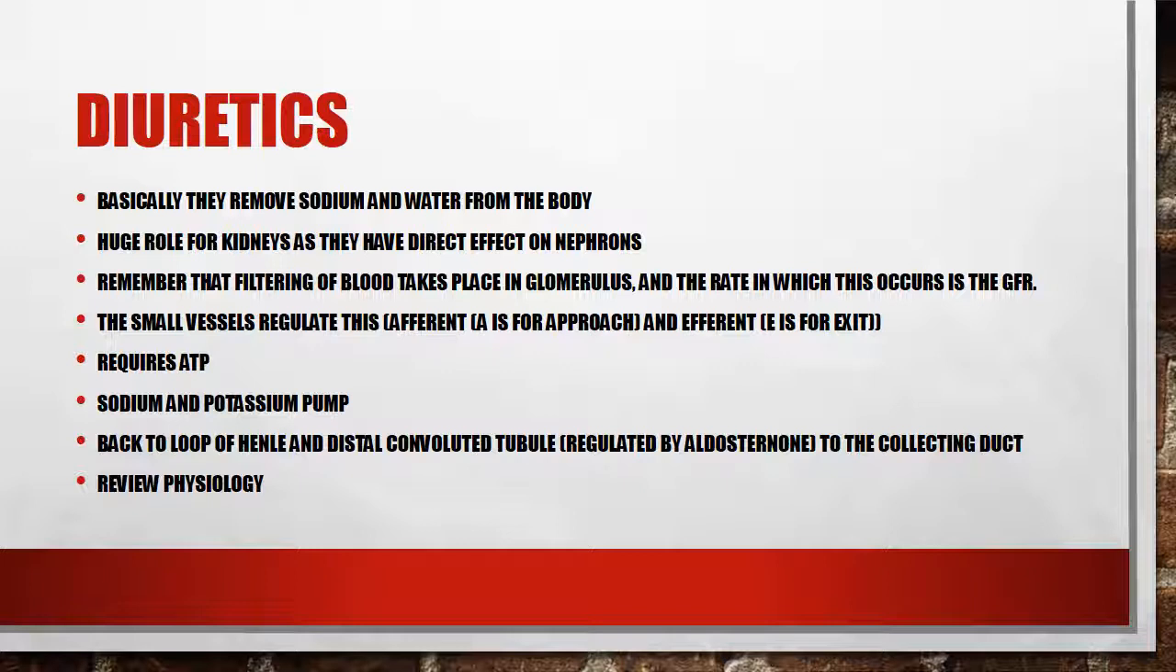Diuretics basically remove sodium and water from the body. The huge role is for the kidneys. They have a direct effect on nephrons, remembering that they filter the blood from the glomerulus at a rate known as the GFR, the filtration rate. Small vessels regulate the afferent. A is for approach and E is for exit. This requires energy, ATP, the sodium and potassium pump, to go back to the loop of Henle and distal convoluted tubule, which is regulated by aldosterone, to the collecting duct. Make sure that you review your physiology on the kidneys for diuretics.